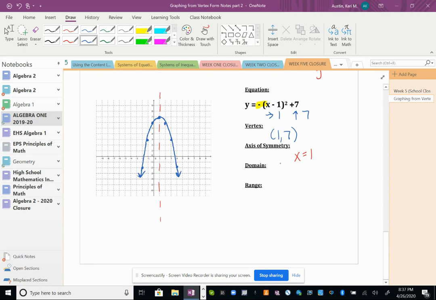All right, domain, all reals. Range, you always have to write it from lowest to highest. This time, it is headed down to negative infinity. So there is no minimum. So negative infinity is the lowest, or where it's approaching, all the way up to what's the highest it ever gets, that number 7. And you could write that as an inequality, or just y is less than or equal to 7.